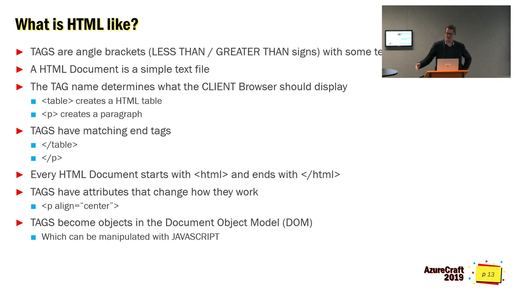The tags become the document object model, which is something that you can manipulate with JavaScript, and that's really important. So the browser gets the tags, gets the HTML, puts them on the screen, but keeps them as something which can be modified by other things.